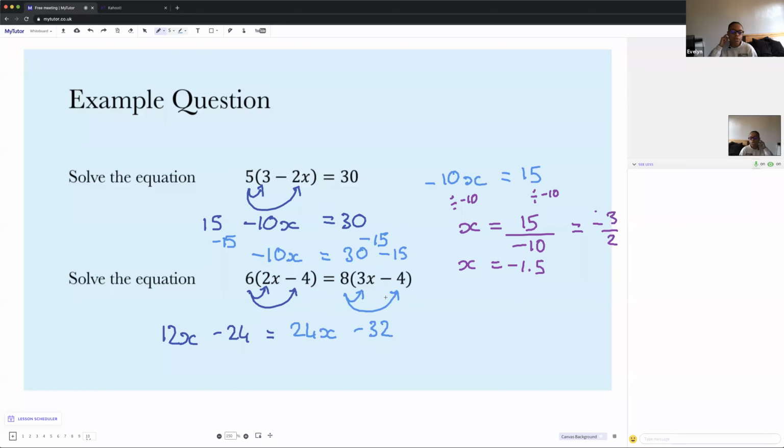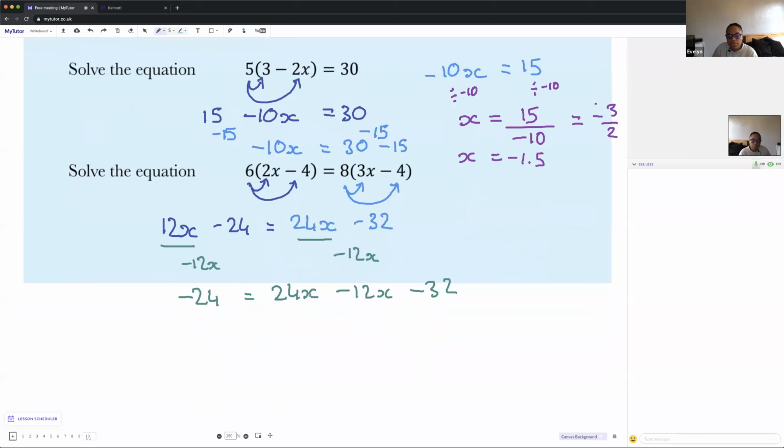Now we have an equation with x on both sides. So remember, look for the smallest x and then move that one. The smallest one between 12x and 24x is 12x. So we're going to subtract 12x on both sides. So we're left with minus 24 on the left. And on the right, we've got 24x minus 12x minus 32. Now, 24x minus 12x is 12x. And then we've got our minus 32.